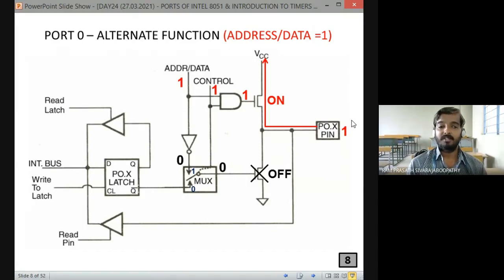Fine. When you execute the instruction MOVX, automatically this particular pin is going to function as an address data line, for external data transfer or external program memory access, whatever it may be. Fine, it is going to function as address data. Is it clear to everyone? Any doubts?